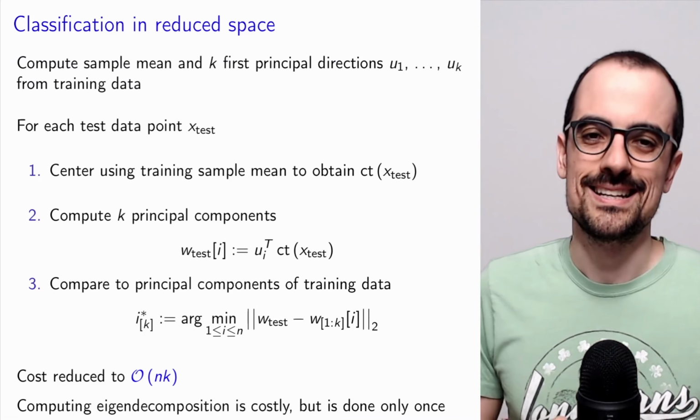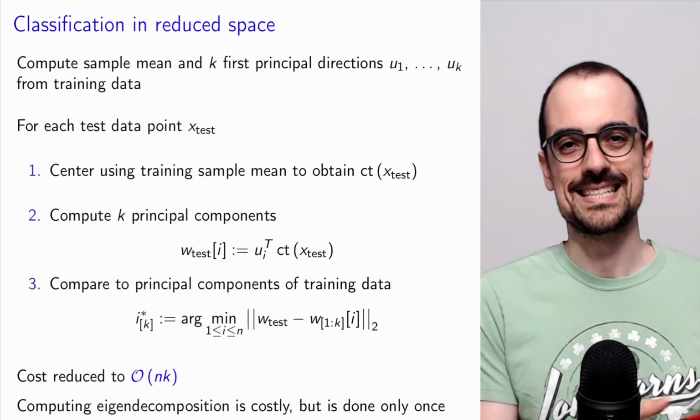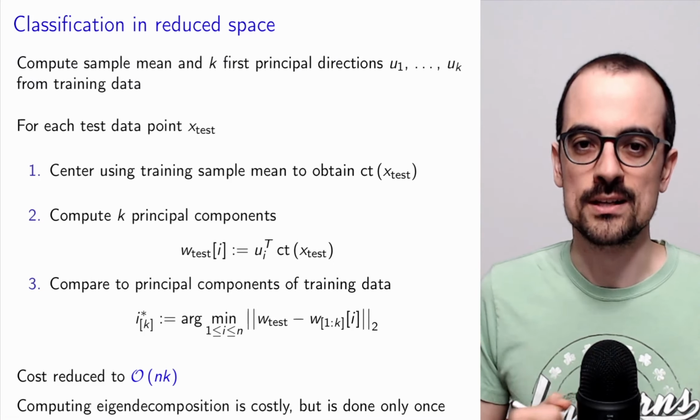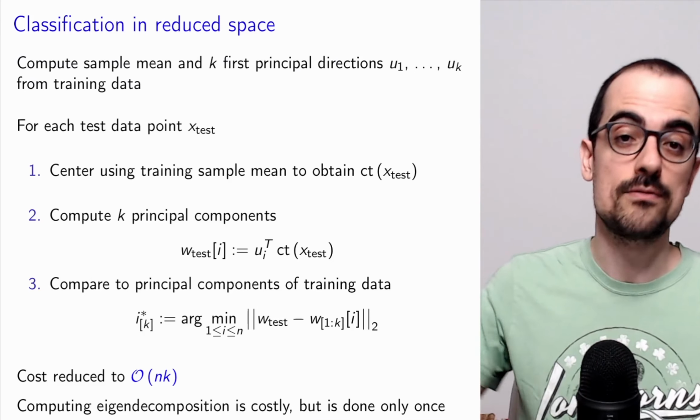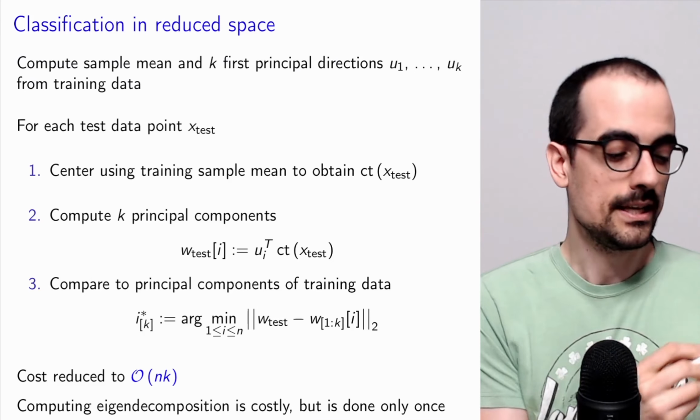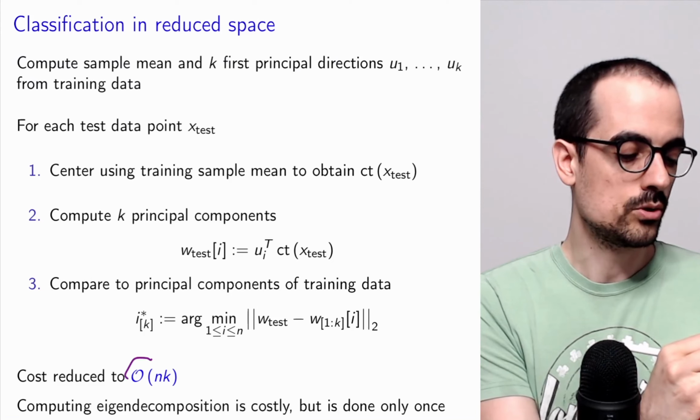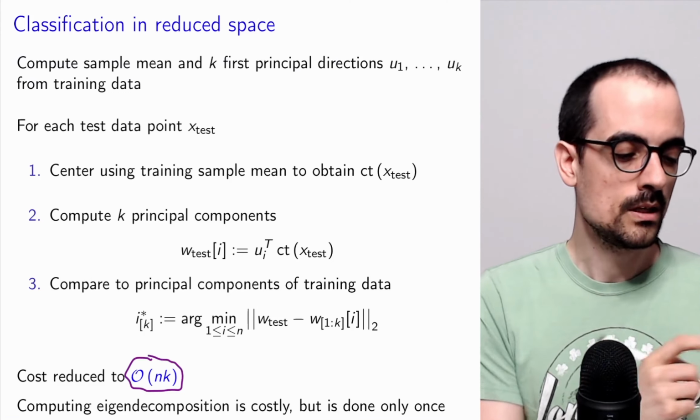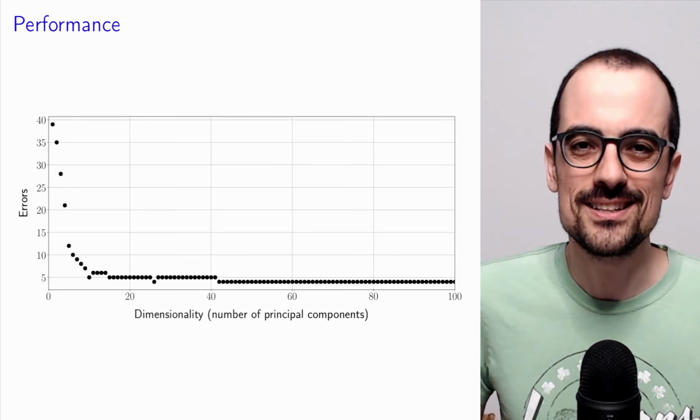For the purpose of this example, we're sweeping that a little bit under the rug. The thing is that once you have that, then for every test point that comes in, the cost has been reduced to nk. Great, so now let's take a look at the results.